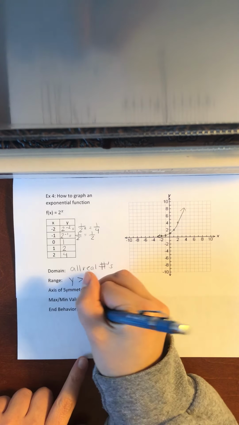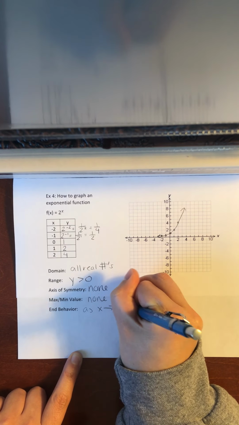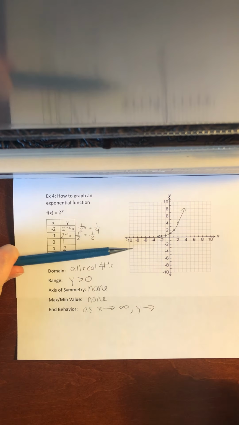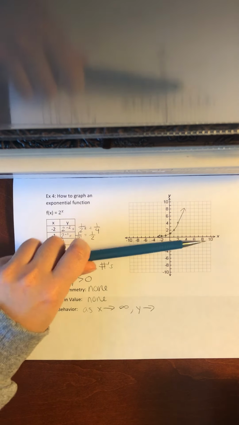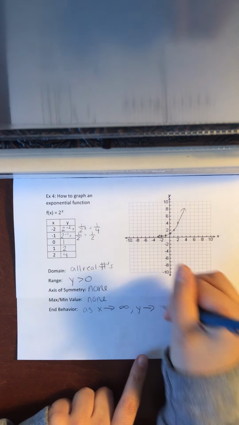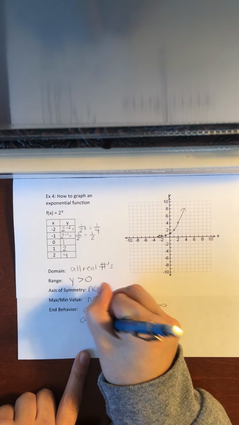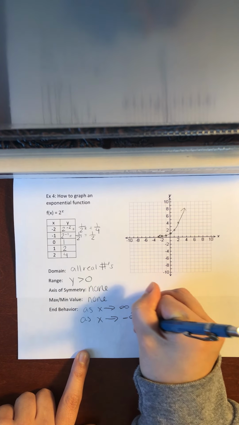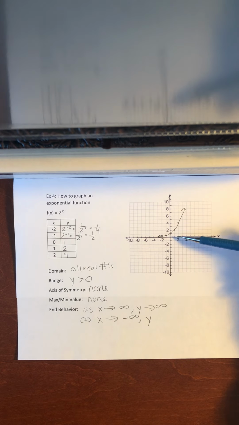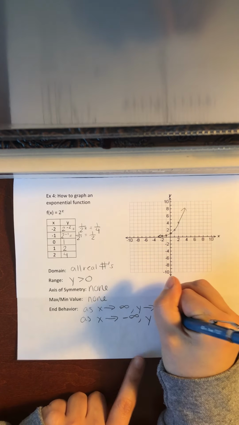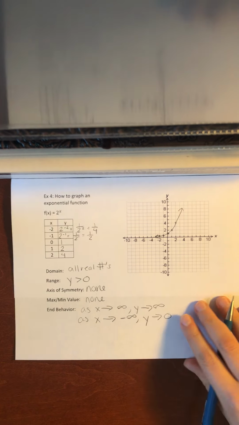End behavior, as x approaches positive infinity, y approaches, so if I'm going this way on my graph, as x is approaching positive infinity, my y values are going up. So y approaches positive infinity. As x approaches negative infinity, my y values are approaching not negative infinity, they're actually approaching 0 because they're not going to cross that x-axis. So my y values are approaching 0.